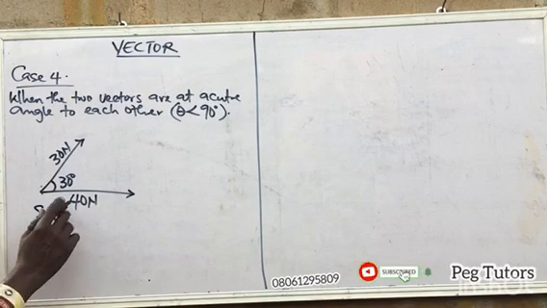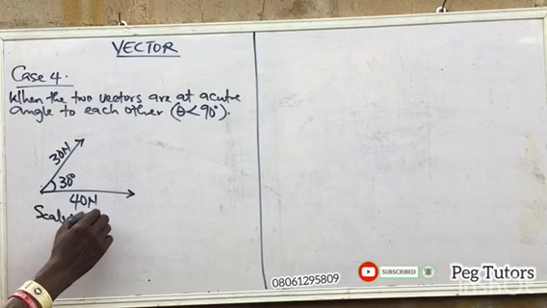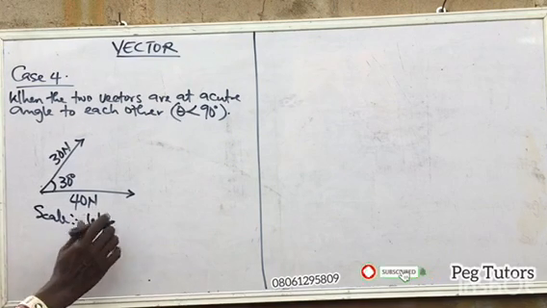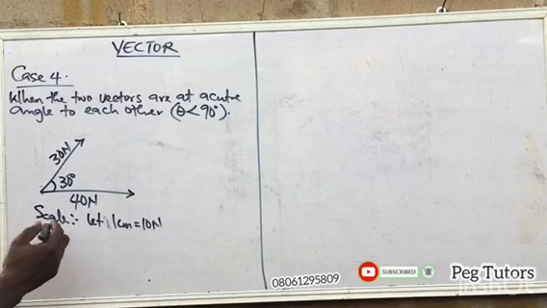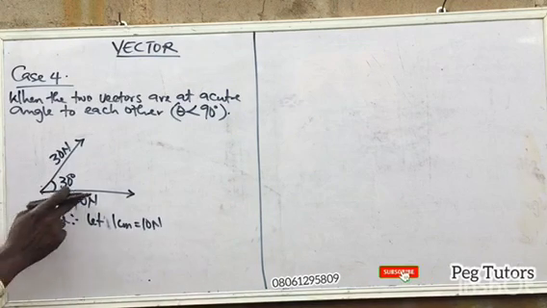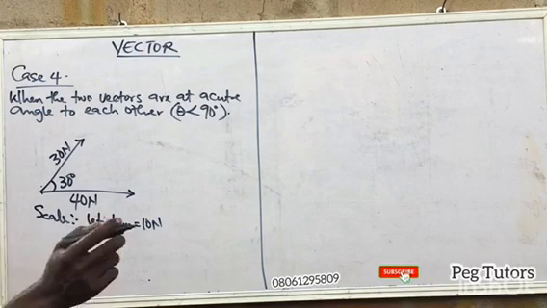By scale method, we have to choose a scale. So let 1 cm be equal to 10 Newton. So if 1 cm is 10 Newton, it means this is 3 cm, and this is 4 centimeters. So we go. Now let us try to resolve this.